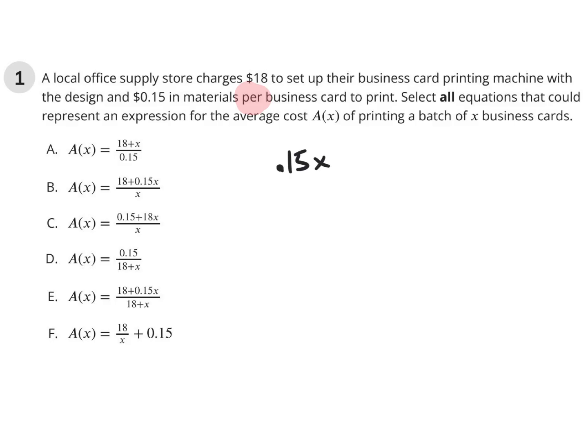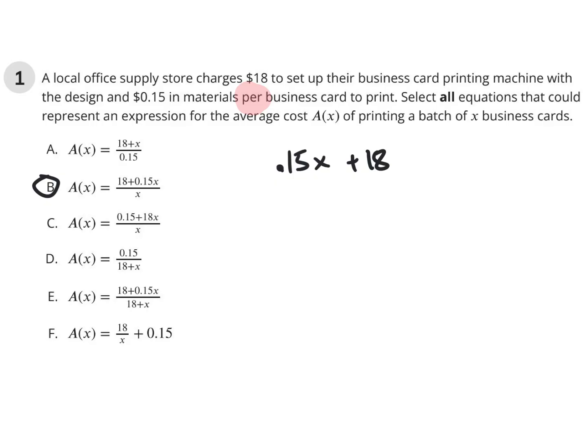0.15x, because it's next to per, plus 18. I'm not going to worry about the average yet. I'm just going to see which ones have that. 0.15x. Well, B has it. And then something else has to have it. E has it. No, 18 plus x is just over x.